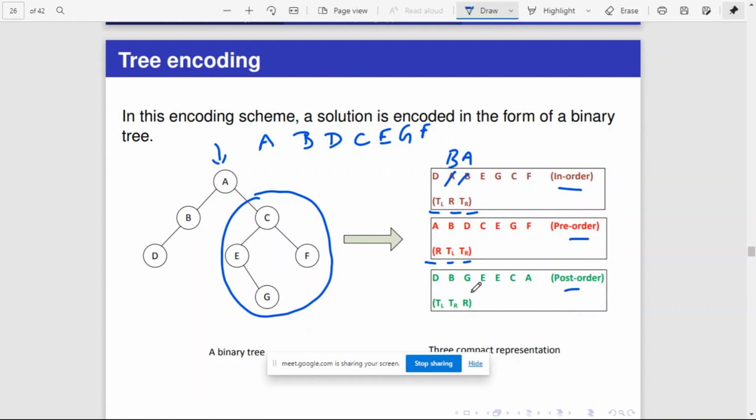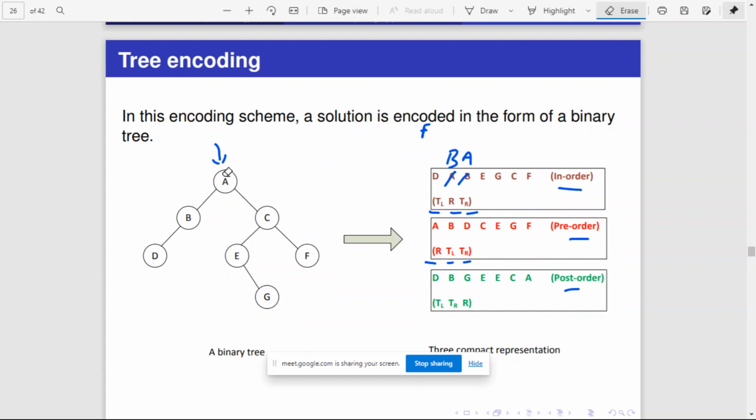Okay. And then post order. So in case of post order, what we do, it is left, right and root. First we visit the left subtree, then the right subtree and then the root. At last we visit the root node. Okay, so that is called as post order traversal.